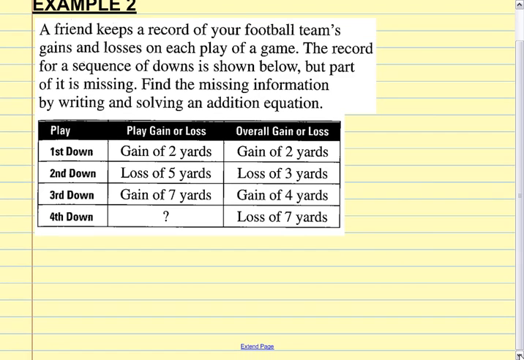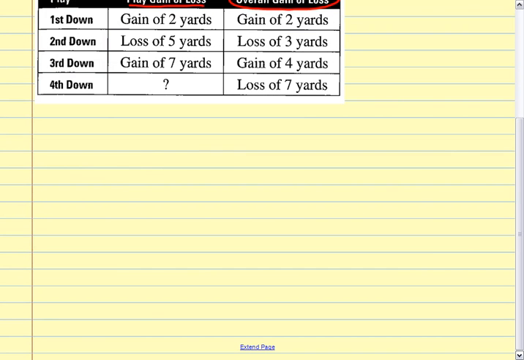Now, this little graph tells us that this is what we got on a specific play, but this is our overall gain or loss since the beginning. Okay? Now, what did I do on first down, Vivian? You gained 2 yards. So I'm just going to put 2. That means positive 2, doesn't it? Mm-hmm. So I gained 2 yards.